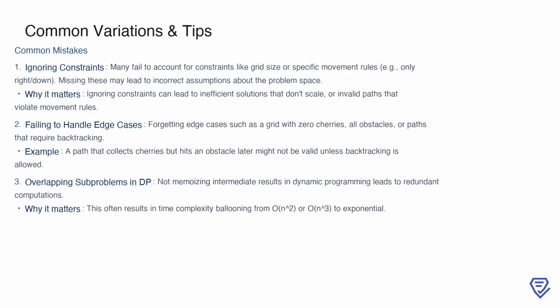Next, failing to handle edge cases is another pitfall. For instance, think about grids with no cherries, grids filled entirely with obstacles, or paths that require backtracking. These scenarios can easily be overlooked and cause your solution to fail. Another critical mistake is not accounting for overlapping subproblems in dynamic programming. If intermediate results aren't memoized, you'll end up recalculating the same states multiple times, which can blow up the time complexity from something manageable like n squared or n cubed to exponential growth, making your solution impractical for larger grids.